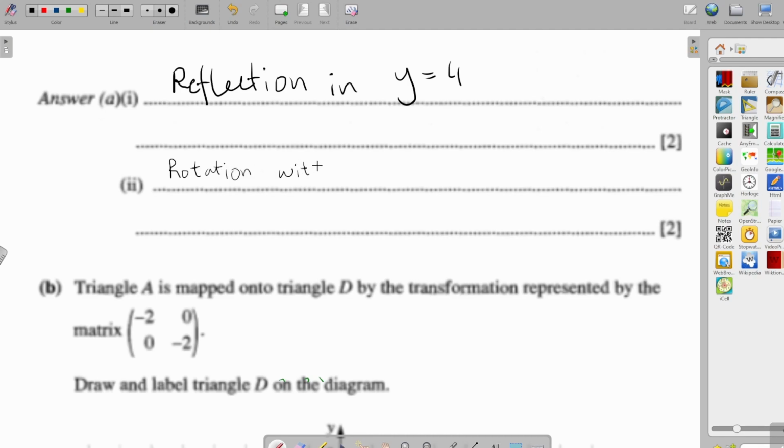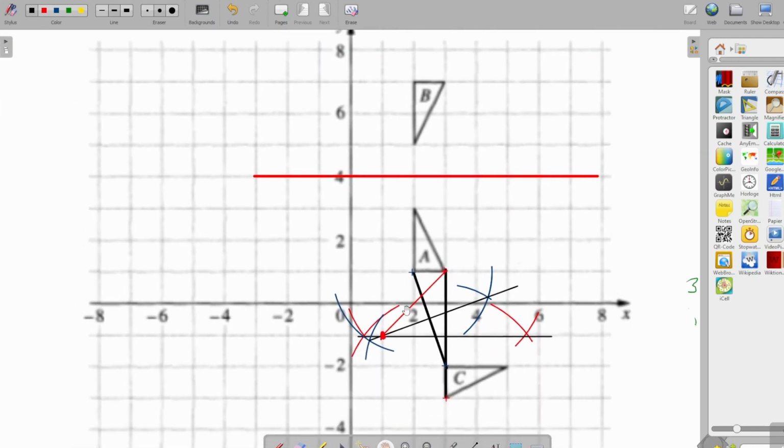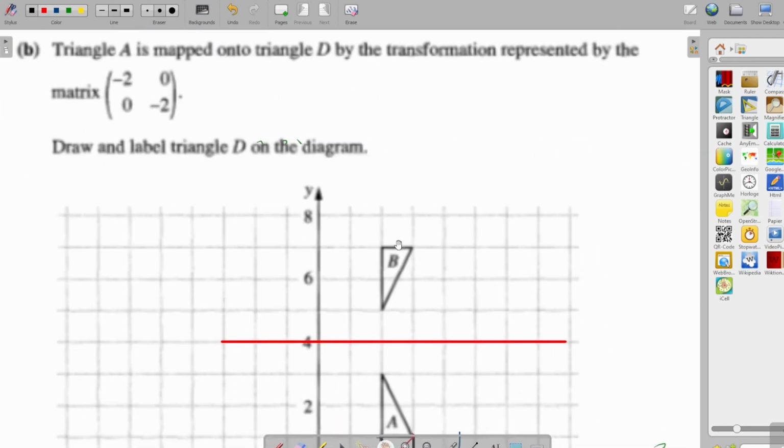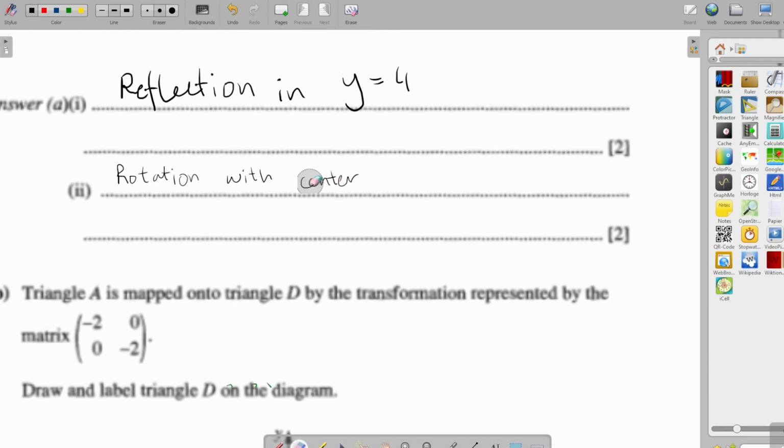with center, what was the center? With center 1 and -1. And also, because this is a British exam, let's use the British spelling of centre, with centre 1 and -1, about 90 degrees. Or you could also write it is a 90-degree rotation about the centre 1, -1.